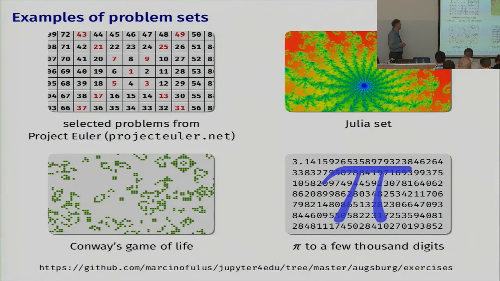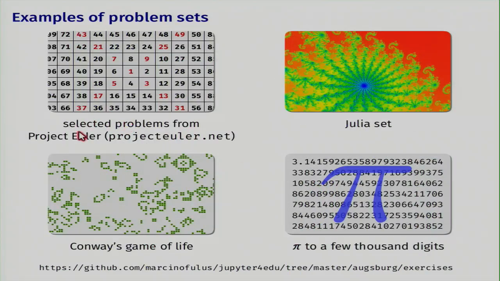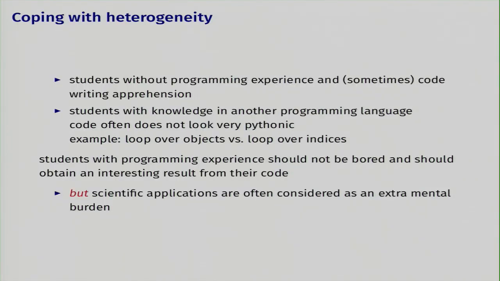That's why the typical problem sets I'm using are like choosing some simple examples from Project Euler, for those who know it. My hope is, of course, that students would get hooked by these problems and try to do more problems on Project Euler, or Julia sets, Conway's Game of Life, or even calculating pi to a few thousand digits. That's something one can do in an exercise.